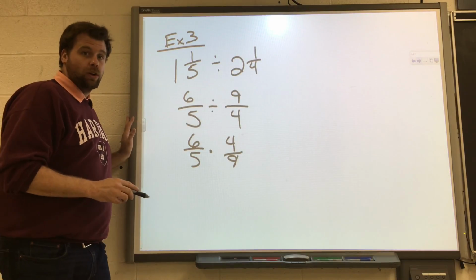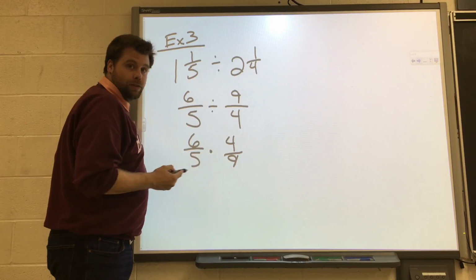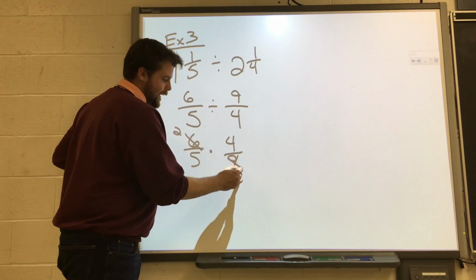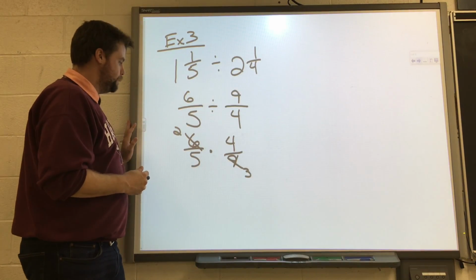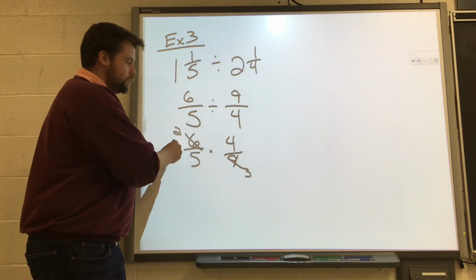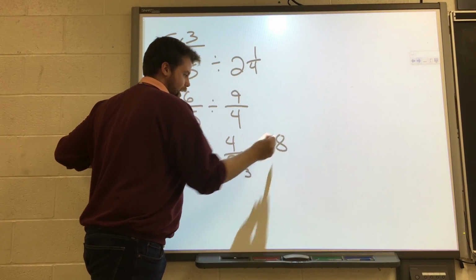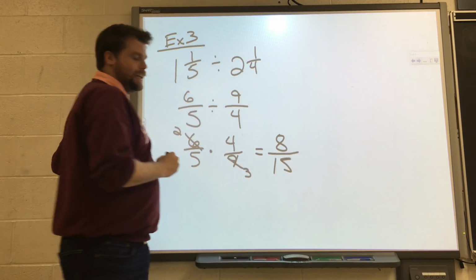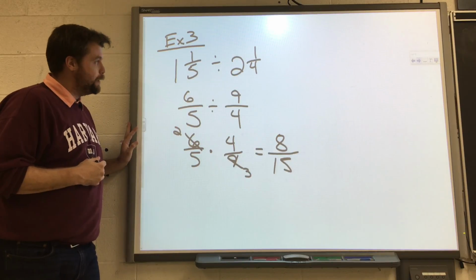And then from there, I can cross simplify top and bottom. So 6 and 9 are both divisible by 3. 3 goes into 6 twice. 3 goes into 9 three times. 4 and 5 don't have anything in common. Now I can multiply. 2 times 4 is 8. 5 times 3 is 15. There's your answer, simplified, 8/15.